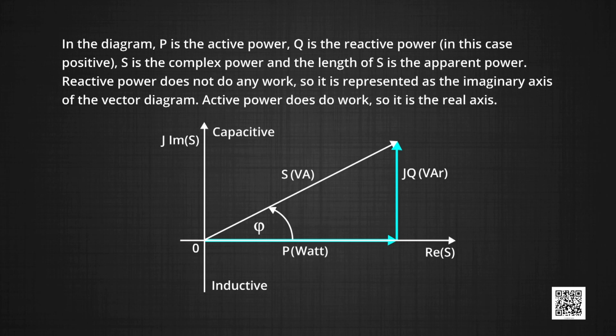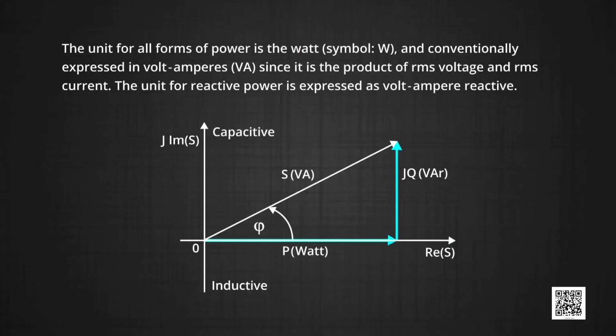That is, reactive power does not do any work, so it is represented as the imaginary axis of the vector diagram. Active power does do work, so it is the real axis. Here we can say the unit for all forms of power is the watt, symbolically written as W, and conventionally it is expressed in volt amperes or VA. Since it is the product of RMS voltage and RMS current, the unit of reactive power is expressed as volt ampere reactive.